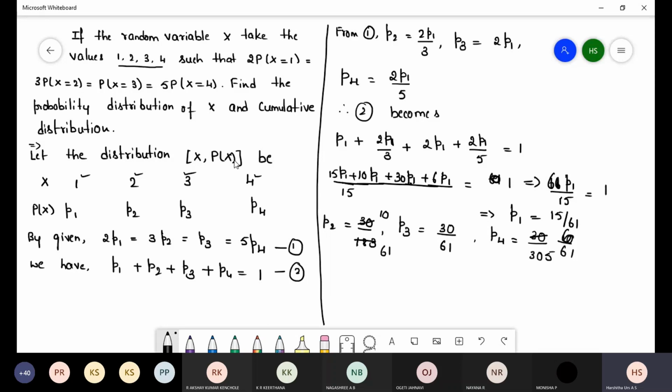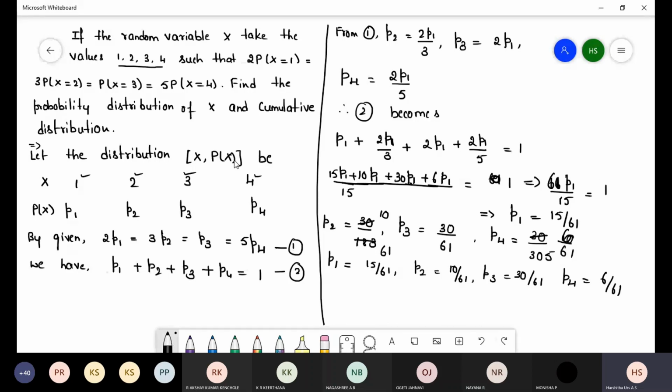So I rewrite this one once again. P1 value is 15 by 61. P2 value is 10 by 61. Again P3 value is 30 divided by 61. P4 value is 6 divided by 61.